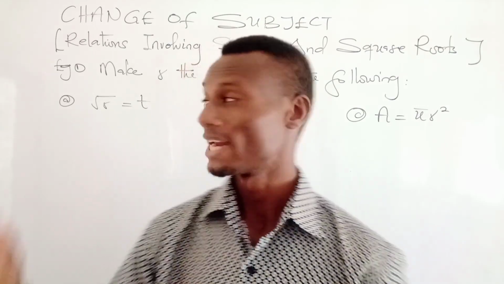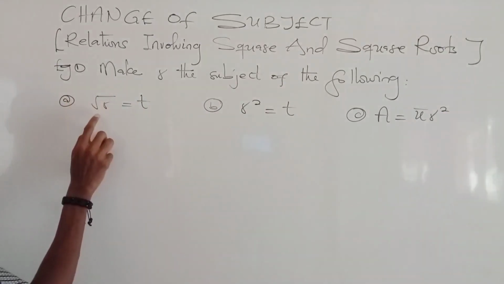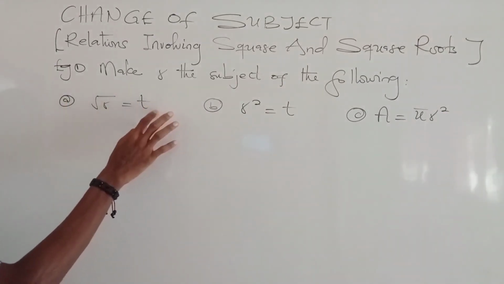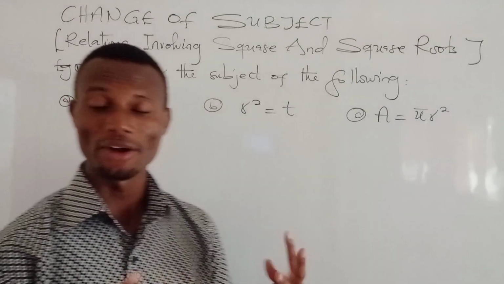So let me start with the A. I have square root of R equals T. Square root of R equals T. We are being asked to make R the subject.